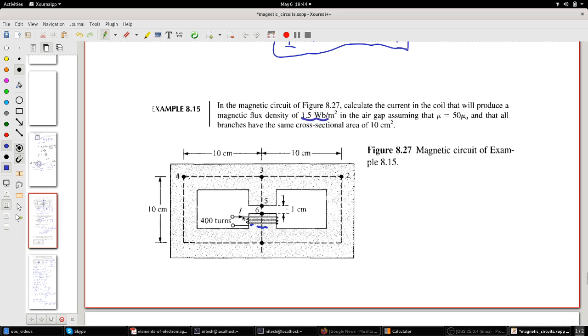Assuming that mu equals 50 mu naught, and that all the branches have the same cross sectional area of 10 centimeter square. What is given is that you are told to find this I. When you pass a current I through this particular coil, it is going to generate a magnetic flux, or magnetic field. Those flux lines are going to flow in this direction.